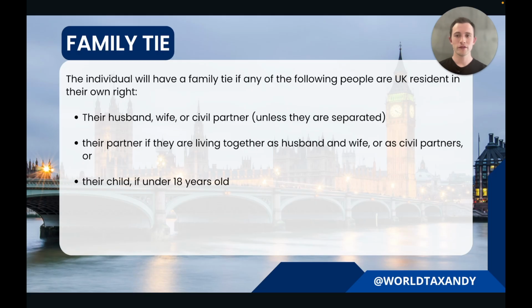So first we'll look at the family tie. This says that an individual will have a family tie if any of the following people are UK resident in their own right. So this could be their husband, wife, or civil partner, unless they're separated. This could be their partner if they're living together as husband and wife or as civil partners, or their child if under 18 years old. So these are the only connections that can give you a family tie. Parents, siblings, cousins, or any other relatives in the UK cannot create a family tie.